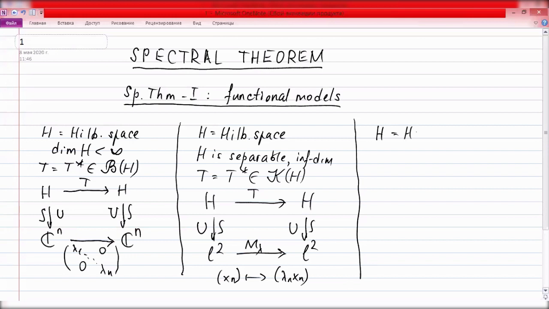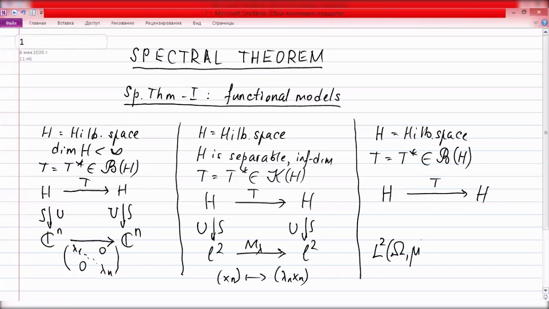So suppose that H is a Hilbert space, and suppose that T is a self-adjoint, or more generally, a normal operator on H. Then it turns out that there exists a measure space such that our operator T is unitarily equivalent to a multiplication operator on the big L2 space, L2 of omega, mu. So here omega and mu is a measure space, not necessarily finite. This is one of the forms of the spectral theorem, the so-called spectral theorem in terms of functional models.